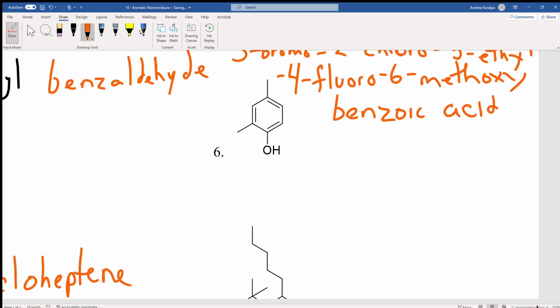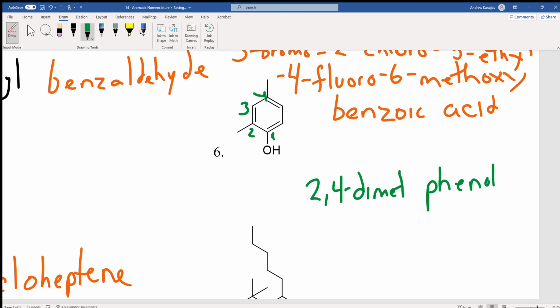Alright, in the case of number 6, we've got this alcohol group, so we can name this as a phenol. And then numbering this one around to the left, we get our 2 methyl groups at carbons 2 and 4. We choose to go that direction. Same reason we've been doing throughout every other functional group. It gets us to the first substituent faster, giving us 2,4-dimethylphenol.